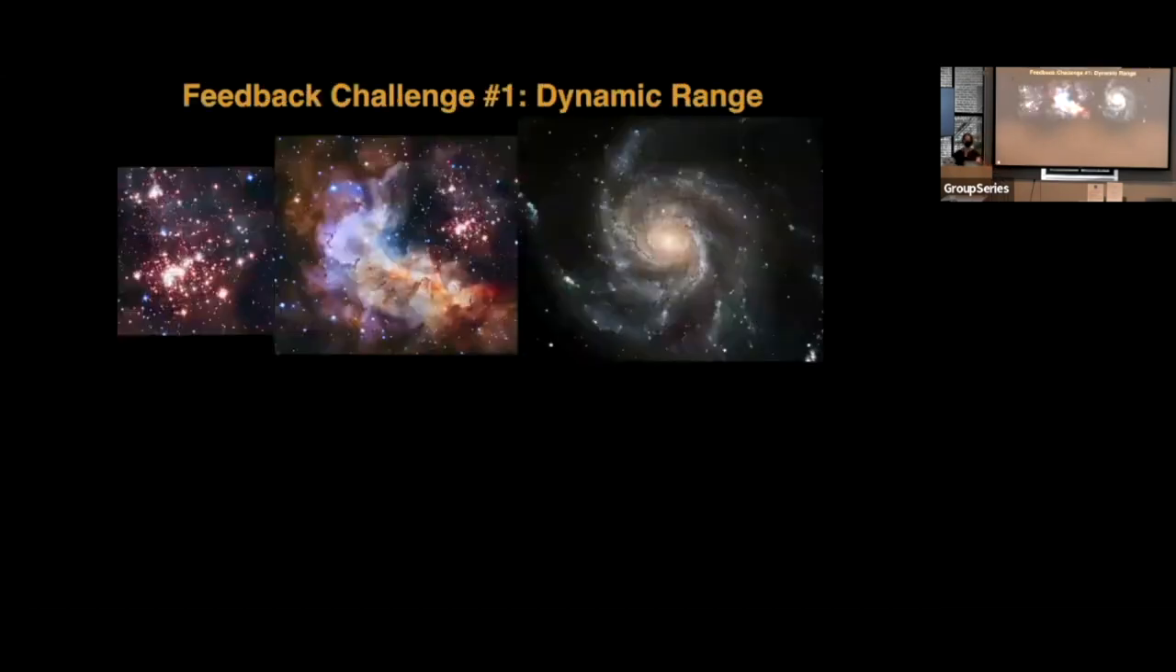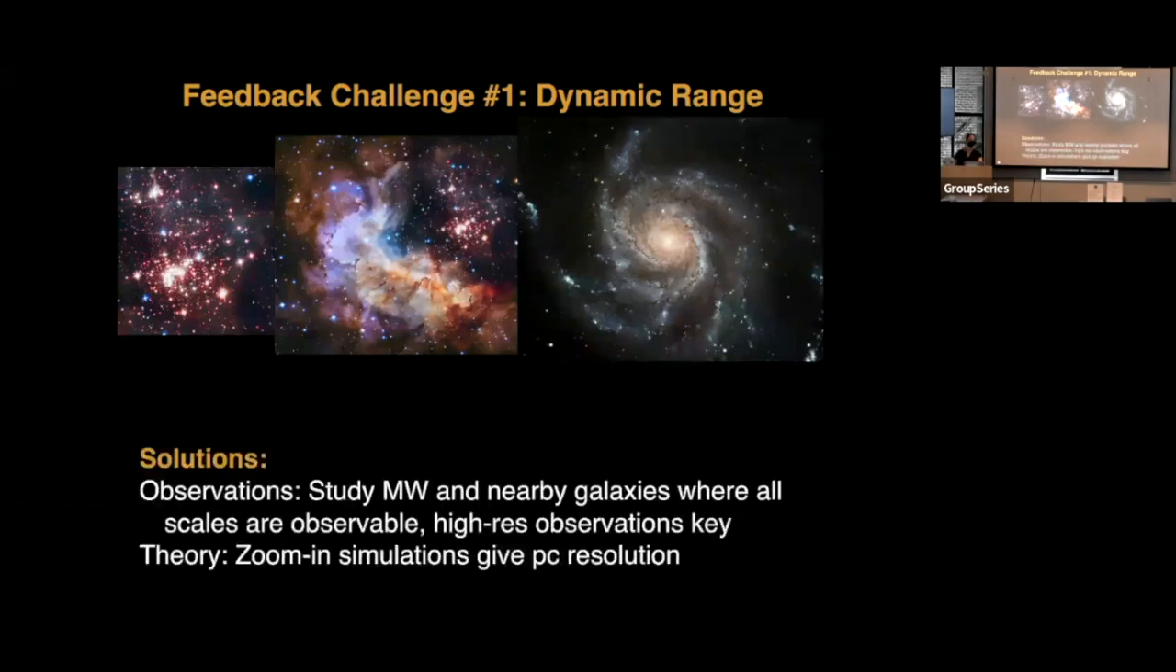So feedback challenge number 1 is the dynamic range. So the fact that you're dealing with processes that are at the scales of individual stars and star clusters. The star clusters are maybe a parsec across, then those are influencing the life cycle of giant molecular clouds, which are like 100 parsecs across. And then those shape whole galaxies on tens of kiloparsec scales.